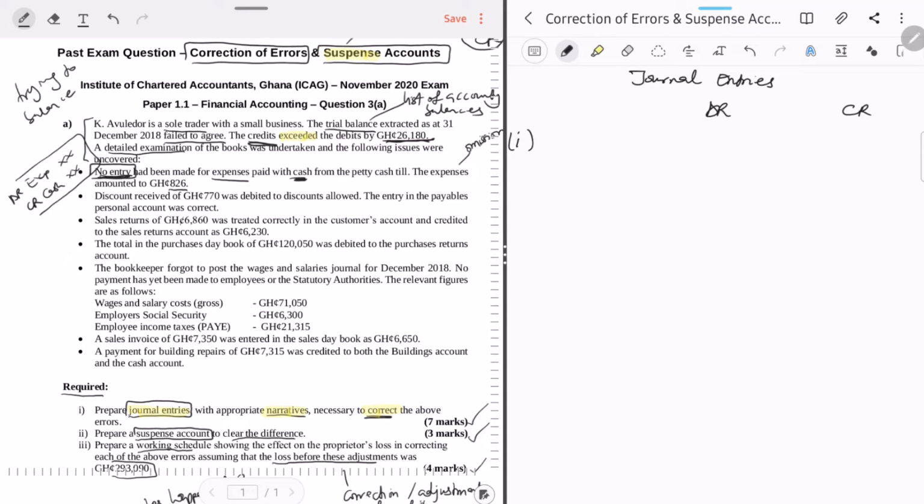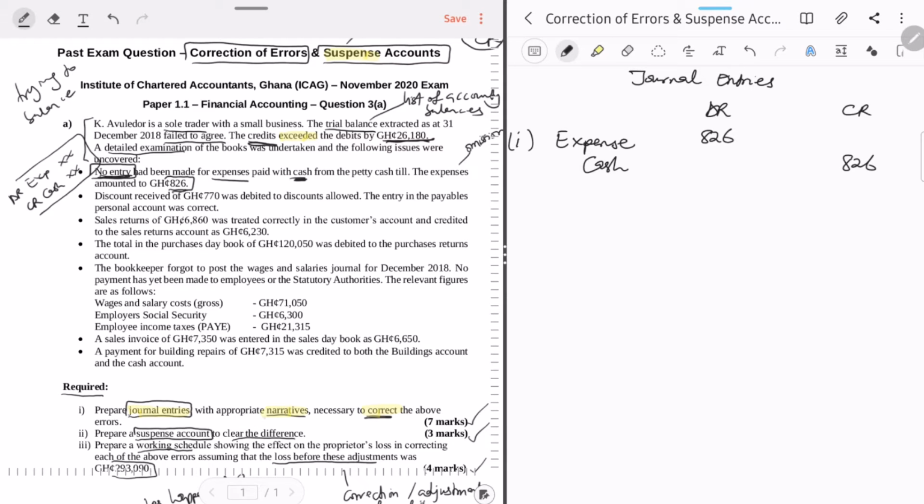remember I said we want to make an expense payment with cash. So my debit will go towards my expense. They didn't tell me which type of expense, so I'll just say my expense account. What's the figure? Right here, 826. So I debited the expense 826. Then you can decide to indent. So you leave some space for cash and then a credit cash with 826.